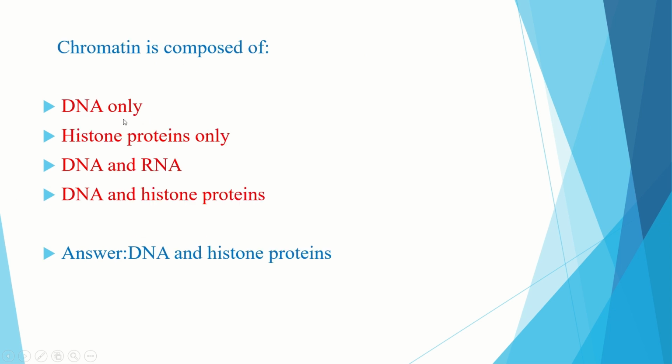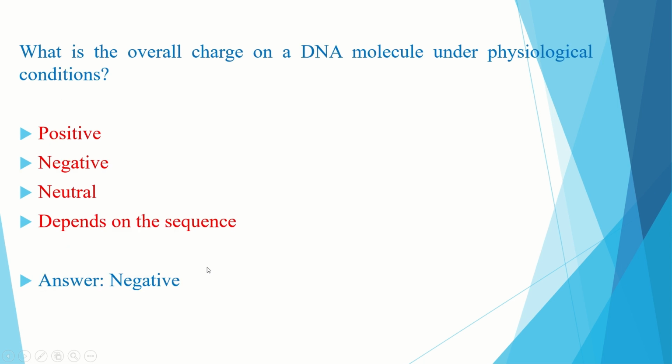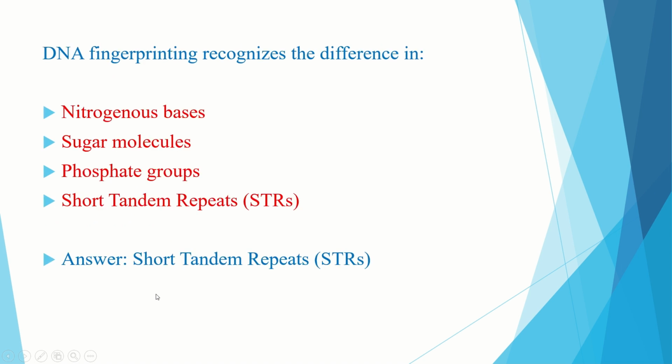Chromatin is composed of DNA only, histone proteins only, DNA and RNA, DNA and histone proteins. The answer is DNA and histone proteins. What is the overall charge on a DNA molecule under physiological conditions? Positive, negative, neutral, depends on the sequence. The answer is negative. DNA fingerprinting recognizes the difference in nitrogenous bases, sugar molecules, phosphate groups, short tandem repeats. The answer is short tandem repeats.